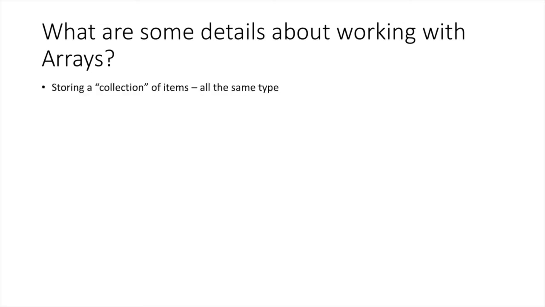An array stores a collection of items. All of these items would have to have the same type. So, for example, you could store a series of ints together, a series of strings, and so on. Arrays also have indices, so it keeps an ordered list starting at index 0 and going all the way through the length of that array minus 1 for valid indices.